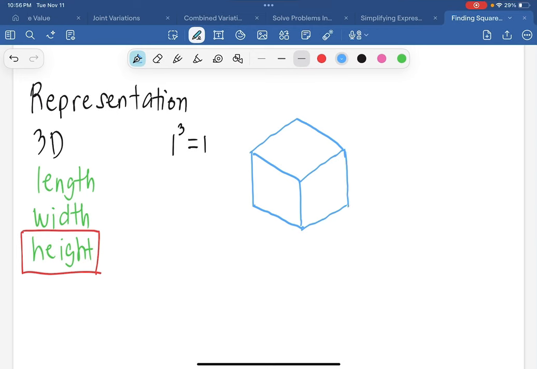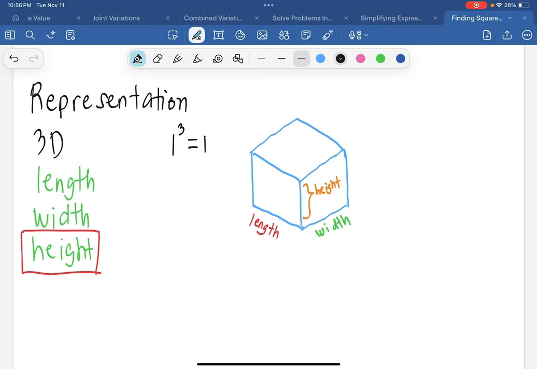Okay, so we have here our length. This is our width. And this is our height. So based on this, we're going to talk about cube or cubic units. This is in volume. This is the space inside a 3D object.